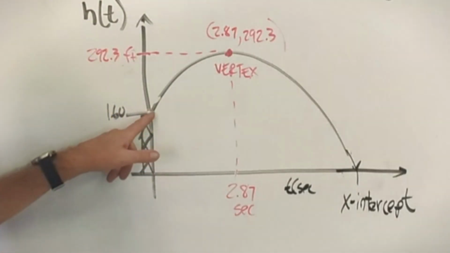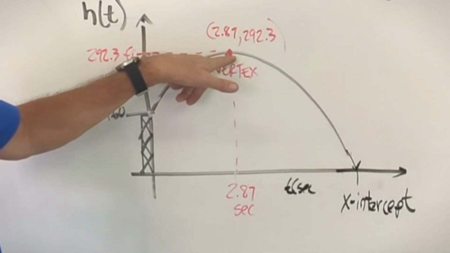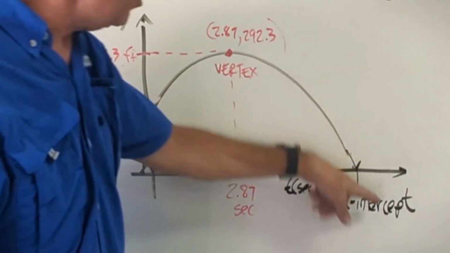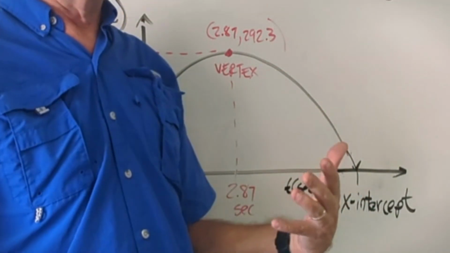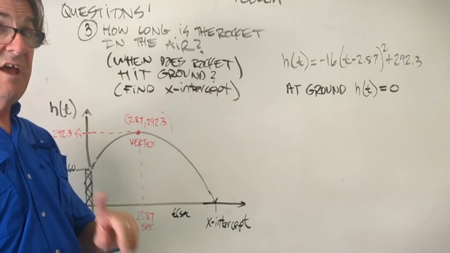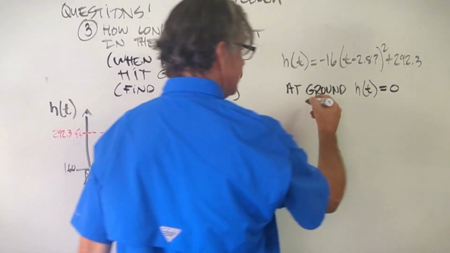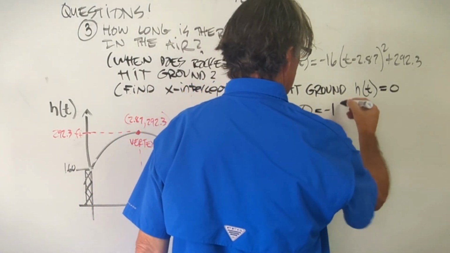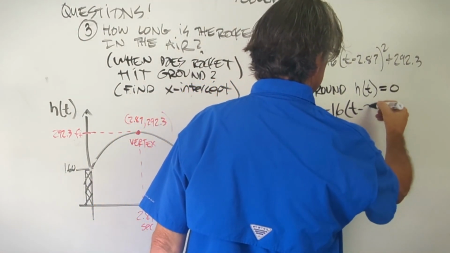It was launched from 160 feet, it got all the way up to 292.3 feet, and then it came all the way back down to a height of 0. So we know that it hits the ground when the height is equal to 0. So now all you've got to do is set the equation equal to 0 and solve for t.